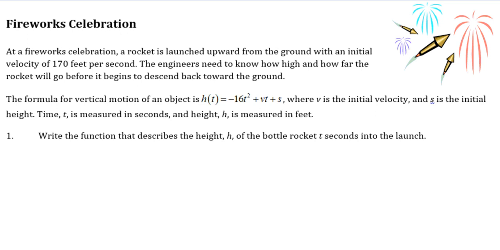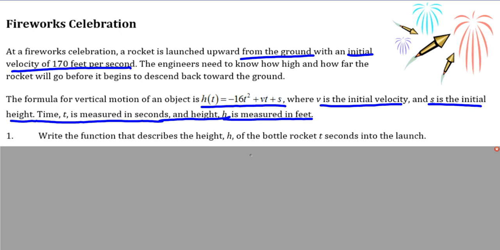Well, we do know that the rocket is launched upward from the ground with an initial velocity of 170 feet per second. We are also given a template for the vertical motion formula. If we know the initial velocity and the initial height, we could substitute those values into our formula and we'll have a function to model the path of the firework. So do we know the initial velocity? Yes, we do. That's 170 feet per second.